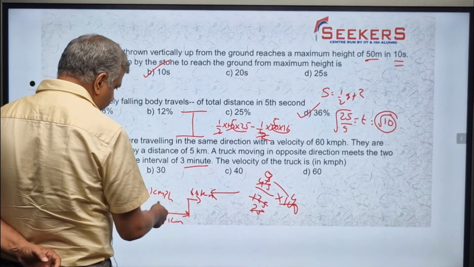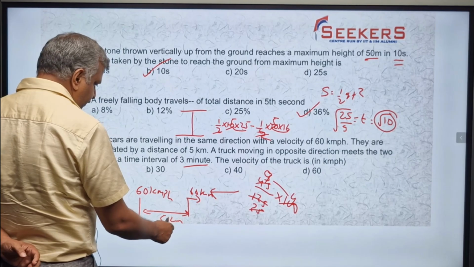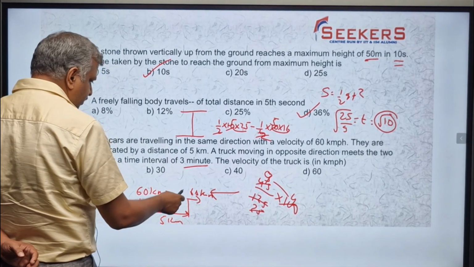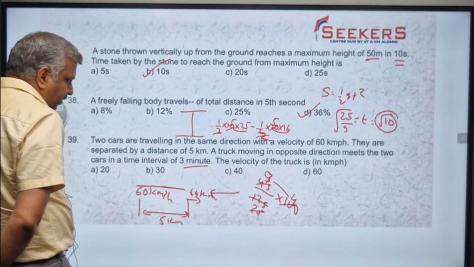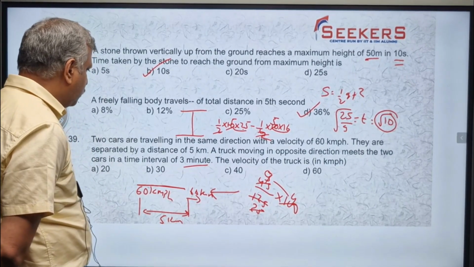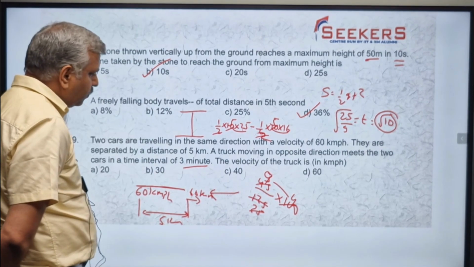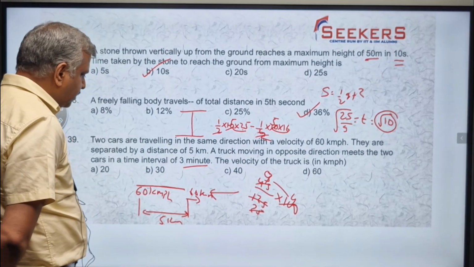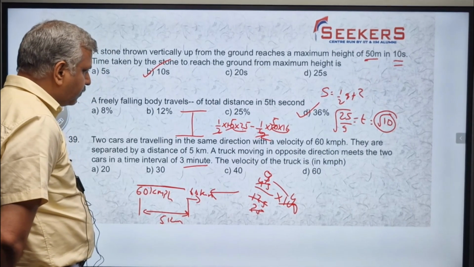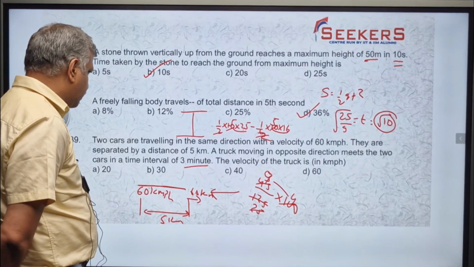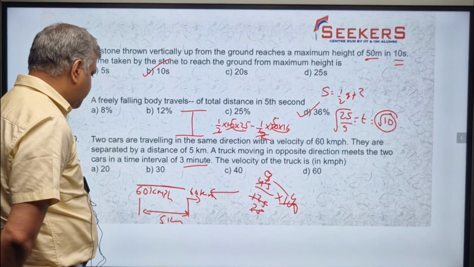So no problem. The distance between them will remain the same. So the truck is traveling this distance of 5 kilometers in 3 minutes. So in 1 hour it will travel 5 into 20. So 5 into 20 is 100. So the answer has to be 60 kilometers per hour. Okay, let me just think.